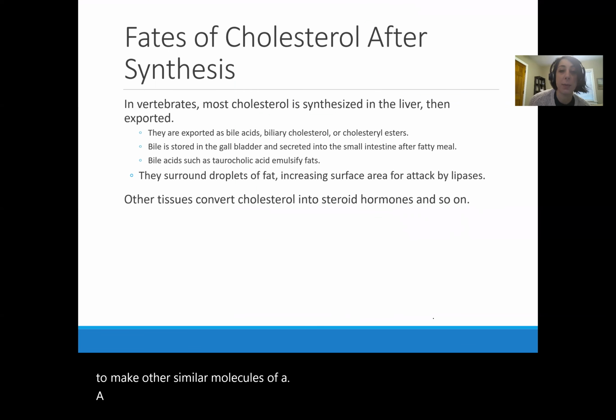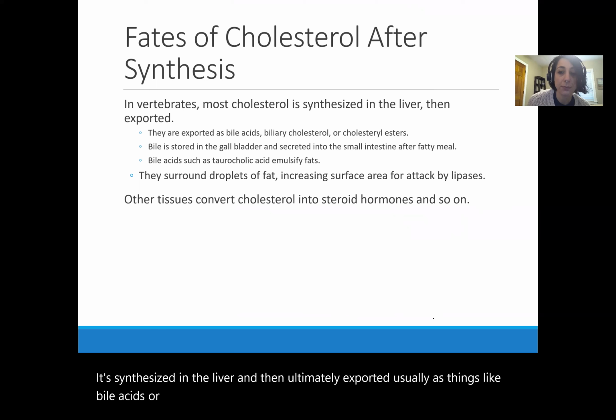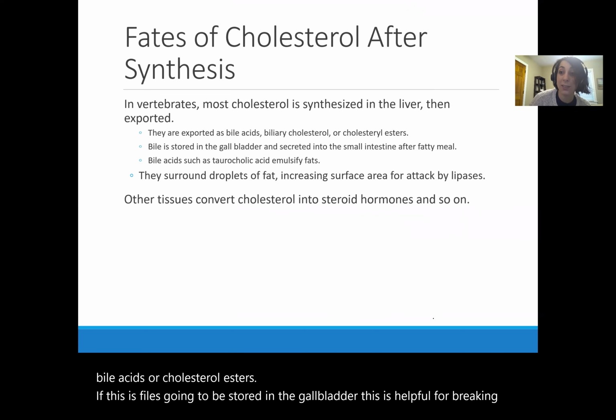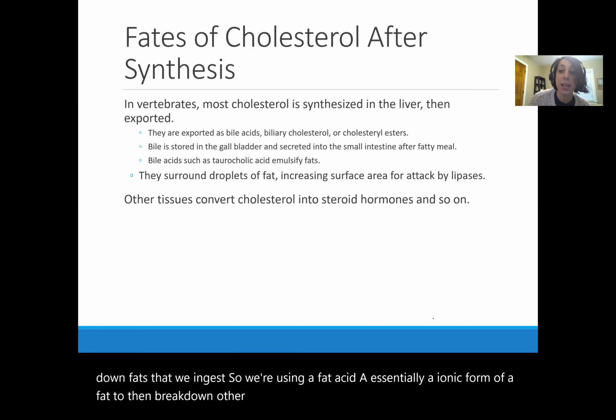It's synthesized in the liver and then ultimately exported, usually as things like bile acids or cholesterol esters. So bile is going to be stored in the gallbladder. This is helpful for breaking down fats that we ingest. So we're using a fatty acid, essentially an ionic form of a fat, to then break down other fats that we're ingesting if we just ate a fatty meal, for example.